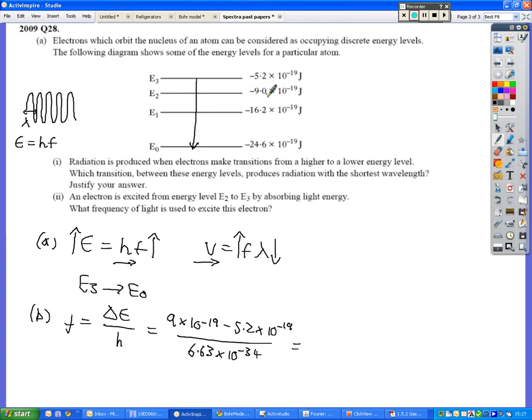The difference between these two negative numbers is going to be the same as between the two positive numbers, so that doesn't matter. What you also could have done here is done negative 5.2 times 10 to the negative 19 minus 9 times 10 to the negative 19, which would give you the same answer. It would give you 3.8 times 10 to the negative 19 divided by Planck's constant. And that will give you 5.7 times 10 to the 14 hertz.